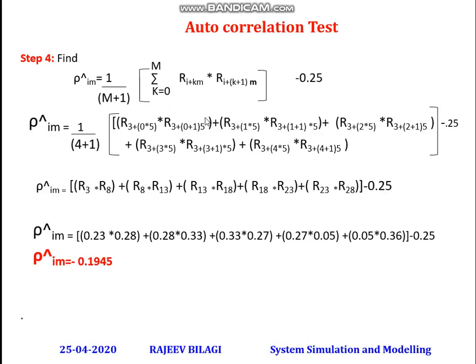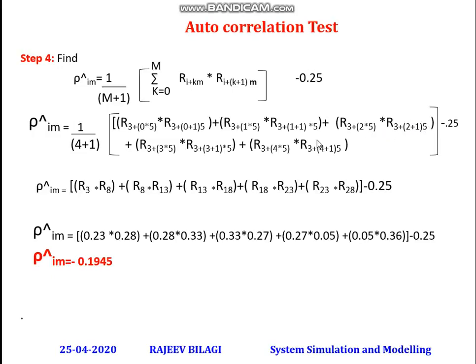Now you substitute k is equal to 1. So R3 plus k value is 1, 1 into 5, times R of 3 plus 1 plus 1. So that is k is equal to 1: 1 plus 1 into 5. So this is when k is equal to 2. So now R of 3 plus, k value is equal to 2, 2 into 5, times R of 3 plus 2 plus 1, 3, 5.